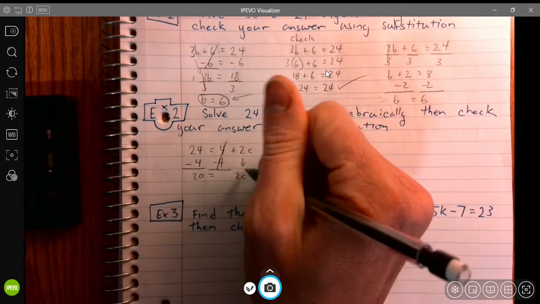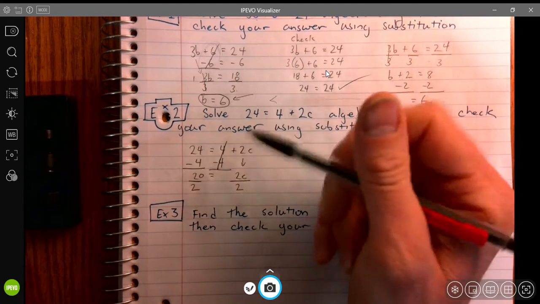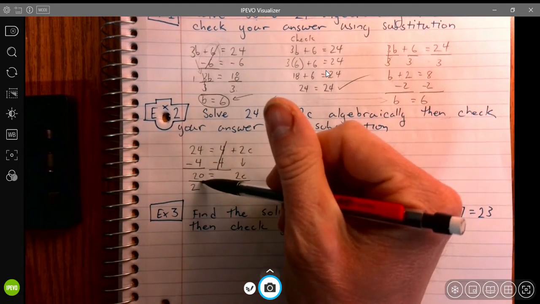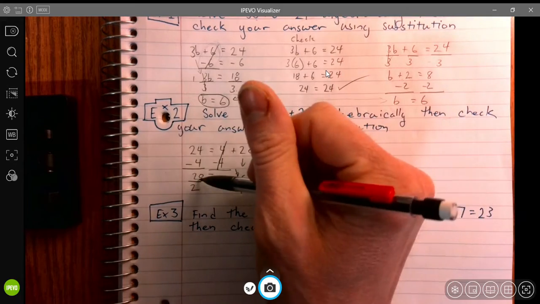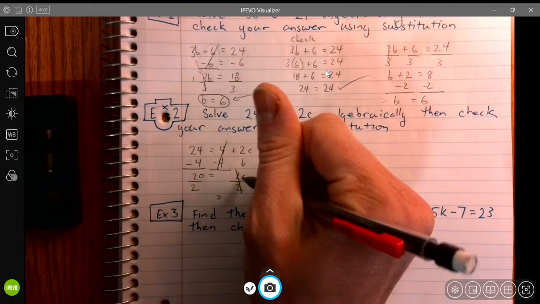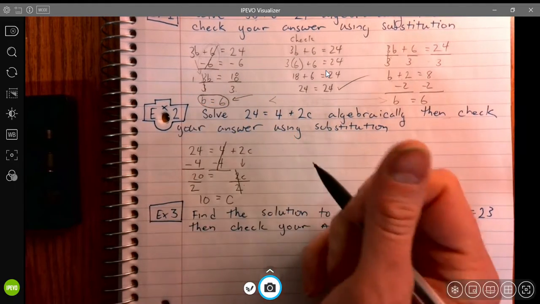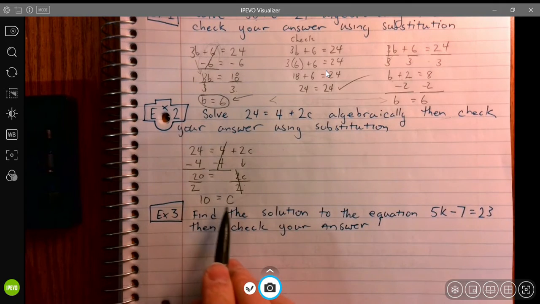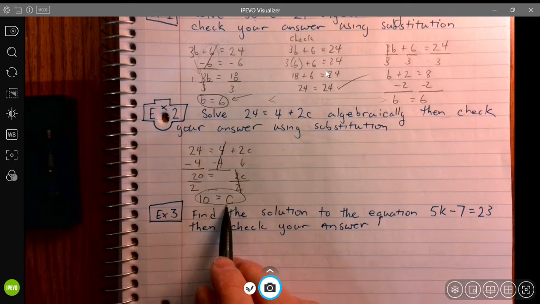Since it's being multiplied, I want to perform the inverse operation, which is division. Whatever I do to one side of the equation, I have to do to the other. 2 divided by 2 is 1. And 20 divided by 2 is 10. So I'm left with 1c, where c is equal to 10. Or 10 is equal to c. Okay? Now I'm going to plug that in to check.